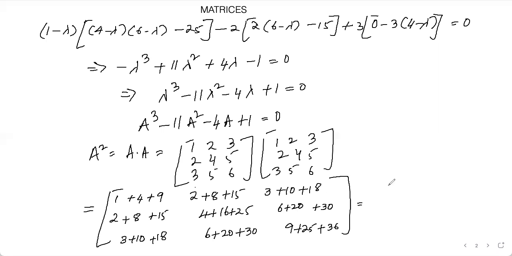So after multiplying this, the final matrix of A squared is 14, 25, 31, 25, 45, 56, 31, 56, and 70. I got this.